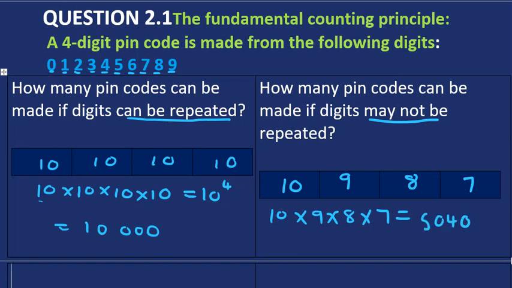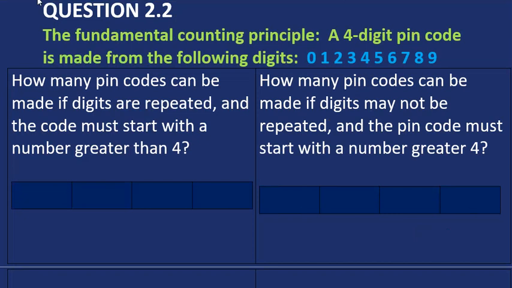Moving on to the next part of the question. Alright, so how many pin codes can be made? Of course, these are repeated again. And the code must start with a number that is greater than 4. So looking at your options, how many of these digits are greater than 4? 5 is greater than 4, 6, 7, and 8, and 9. So we've got 5 digits that are greater than 4. So this 4-digit code must start with the digit that's greater than 4.